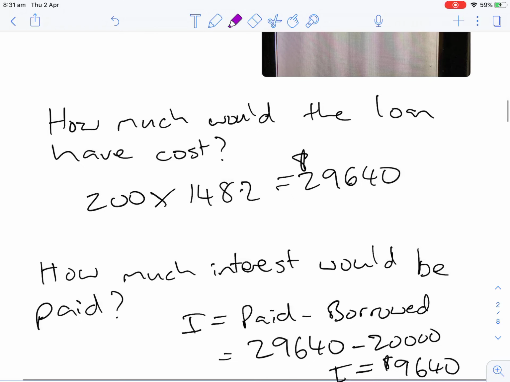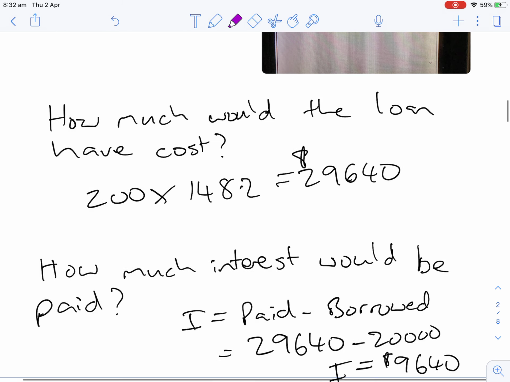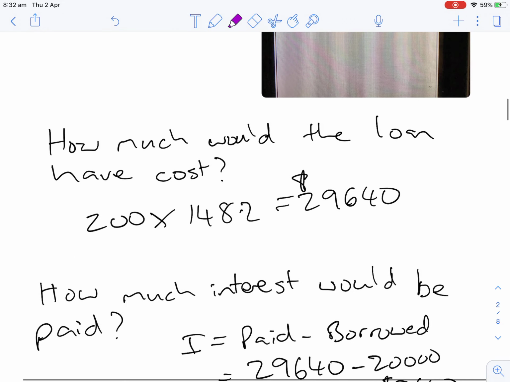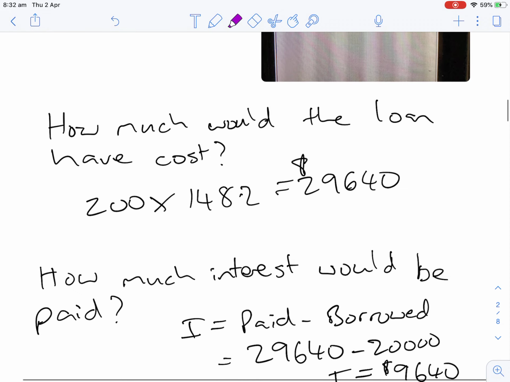Now, invariably the question will then ask you about how much interest you have paid or earned. In this case, I've said, well, how much would the loan have cost, which is basically the same thing. So basically, how much have I paid by the time I pay interest as well. So that doesn't appear on your screen. It's not a button there, but you just need to use your logic. If I'm paying $200 every month and I've done that for 148.2 months, then the 200 times the 148 would tell me how much I've paid altogether.